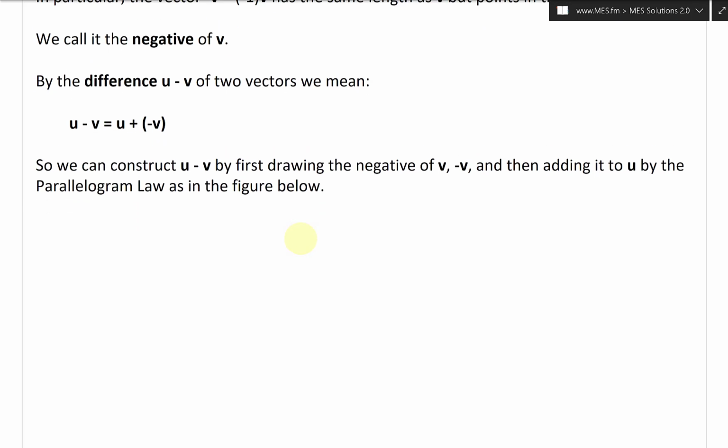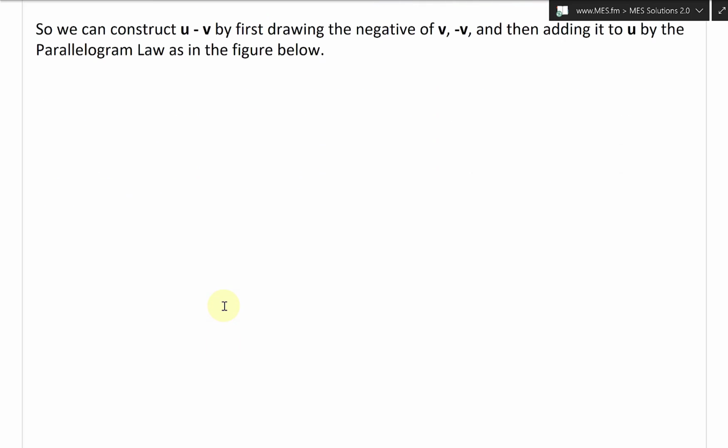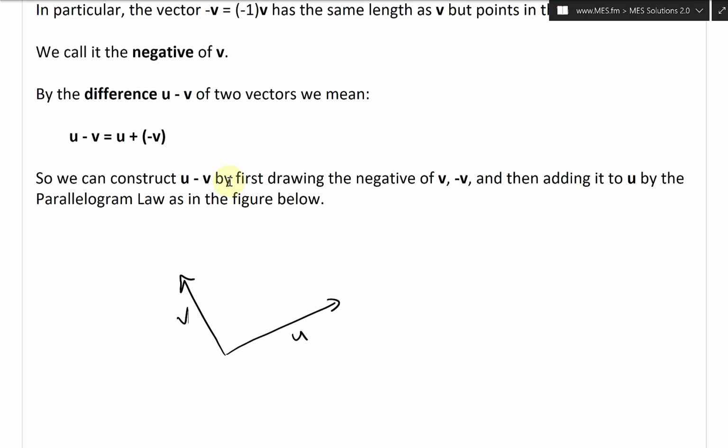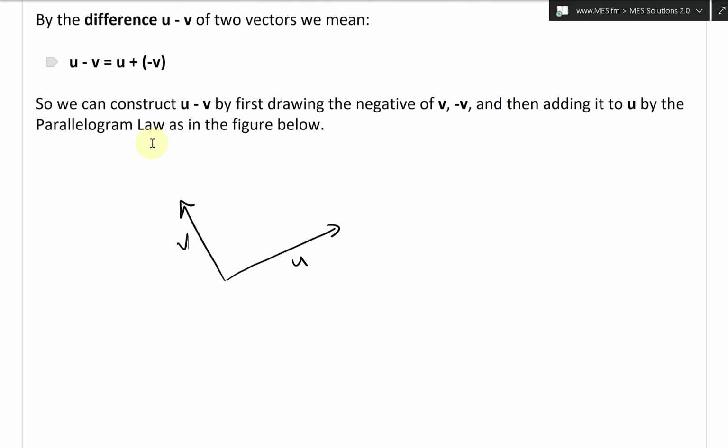All right, so we can draw that here. Let's say we have u going like there. There's u, and there is v. So v goes like this. To construct u minus v, we're going to add u plus negative v. So we'll take the negative of this and go backwards, like that. So this is negative v.